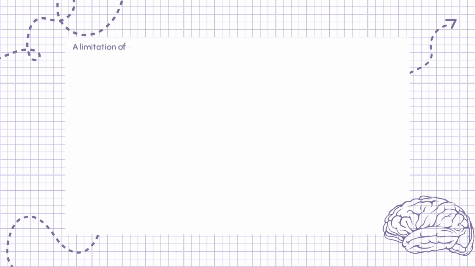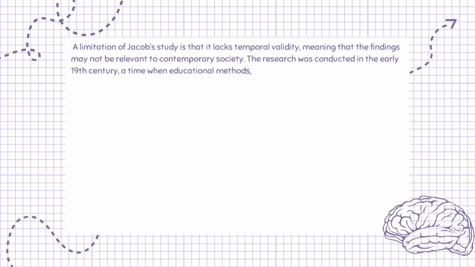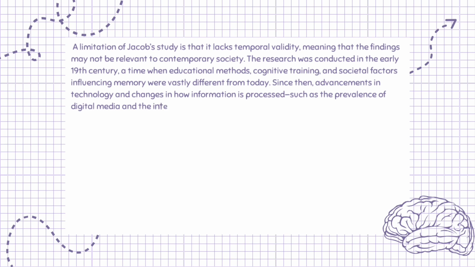A limitation of Jacobs' study is that it lacks temporal validity, meaning that the findings may not be relevant to contemporary society. The research was conducted in the early 19th century, a time when educational methods, cognitive training, and societal factors influencing memory were vastly different from today. Since then, advancements in technology and changes in how information is processed, such as the prevalence of digital media and the Internet, could significantly impact memory capacity and retention.